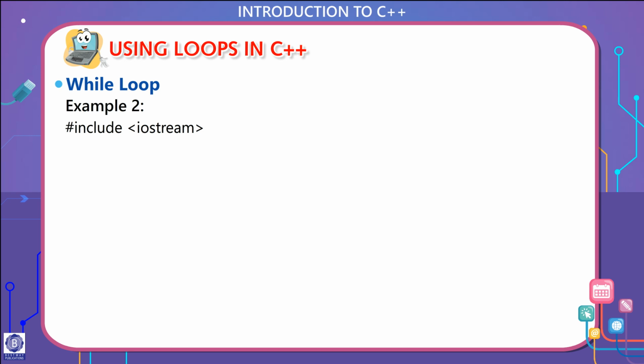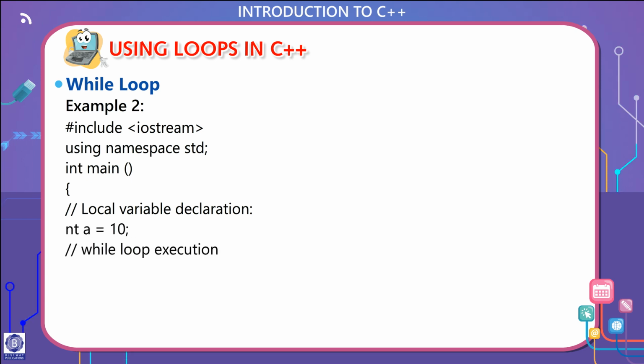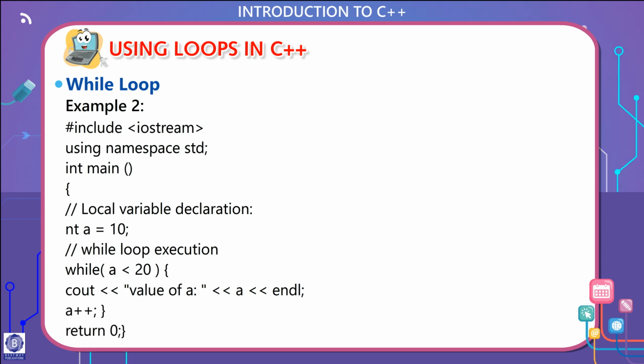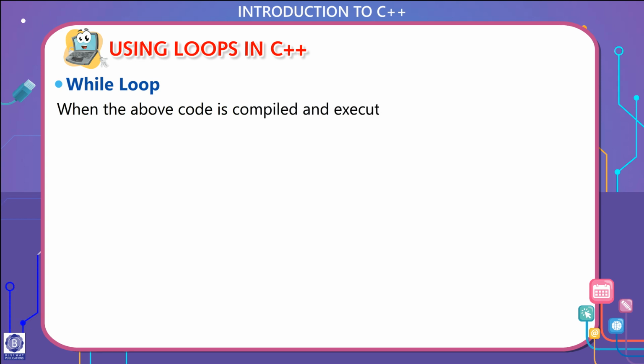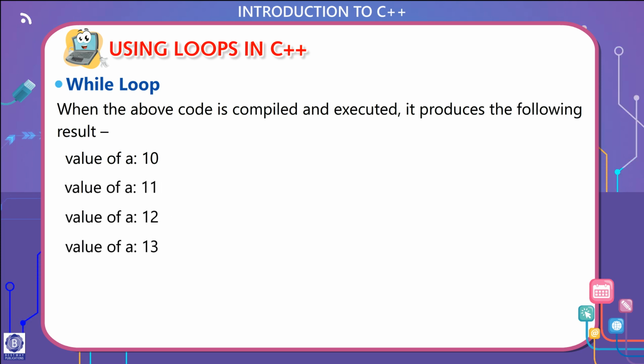Example 2. #include <iostream> using namespace std; int main() { // local variable declaration int a = 10; // while loop execution while (a < 20) { cout << "value of a: " << a << endl; a++; } return 0; } When the above code is compiled and executed, it produces the following result. Value of a: 10, value of a: 11, value of a: 12, value of a: 13, value of a: 14, value of a: 15, value of a: 16, value of a: 17, value of a: 18, value of a: 19.